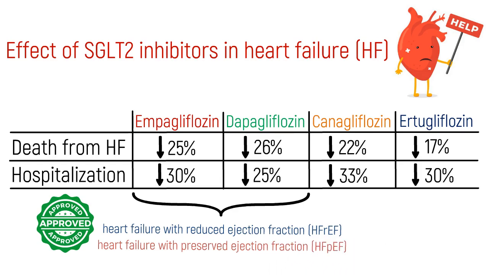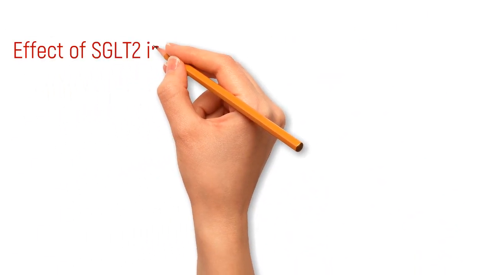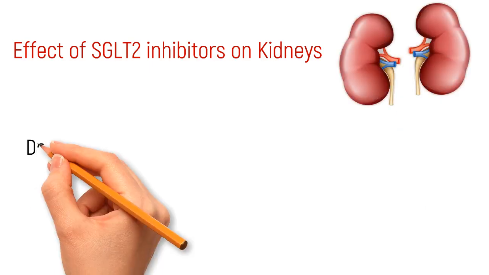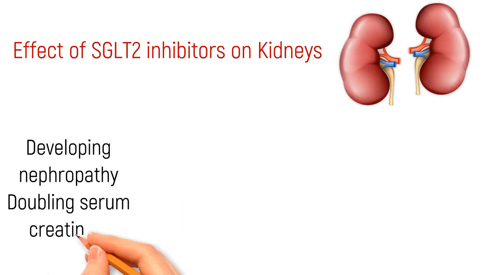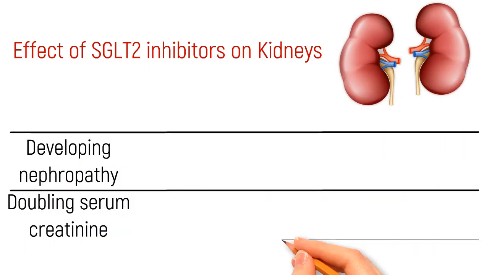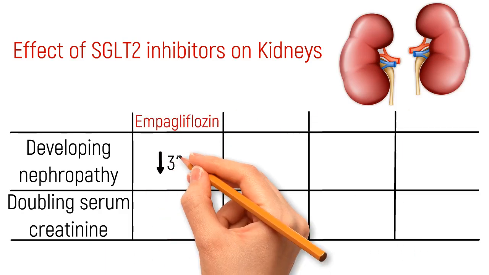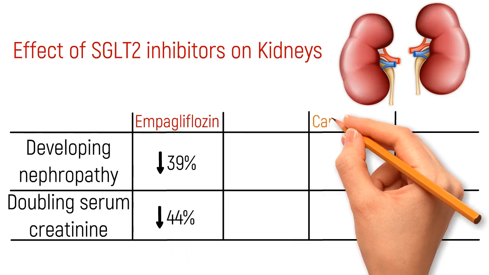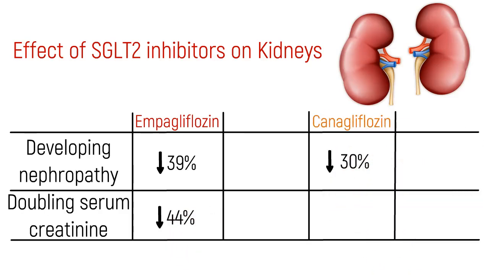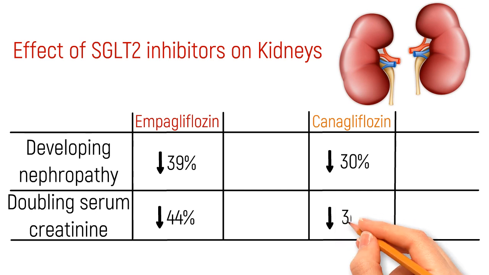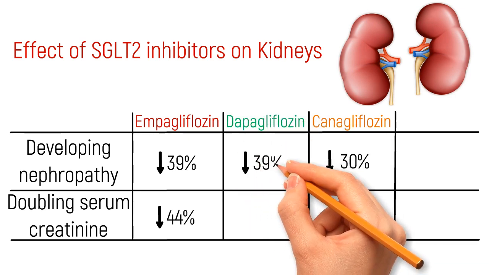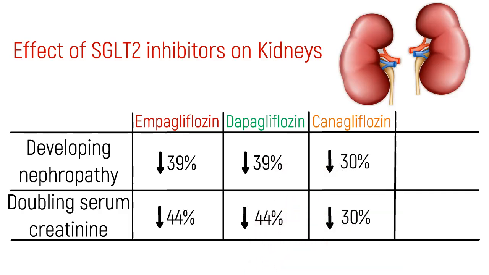SGLT2 inhibitors function within the kidneys and are therefore believed to influence the nephropathic aspects of type 2 diabetes. Empagliflozin has been shown to reduce the risk of developing nephropathy by 39% and to decrease the likelihood of doubling serum creatinine levels by 44% compared to placebo. Trials investigating canagliflozin found a 30% reduction in the composite endpoint of end-stage renal disease, doubling of serum creatinine, or death from renal or cardiovascular causes. Dapagliflozin demonstrated a 39% reduction in the risk of declining kidney function, onset of end-stage renal disease, or death from renal failure, even among patients without diabetes.